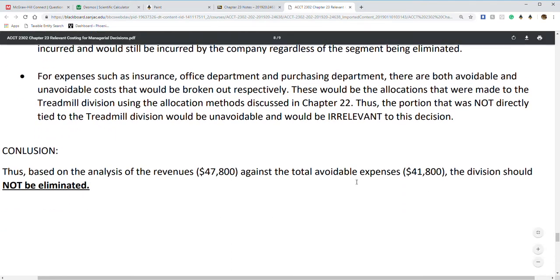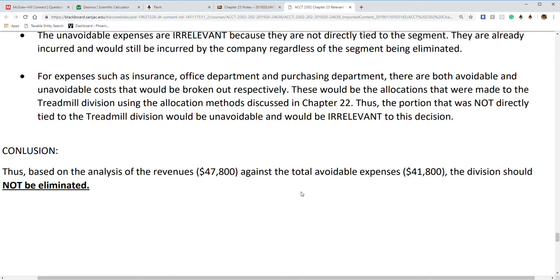So, again, conclusion: we should not eliminate, since revenue is greater than avoidable expenses. Treadmill lives to run another day.